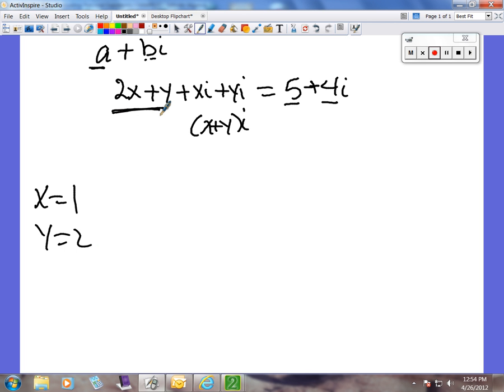Yeah, our a here is 2x plus y. There's no i's with this, so we set these two equal to each other. Now, what's our b on this side? X plus y. What's our b on this side? 4. See, aren't they both with the i's? That's how you know to set those equal.